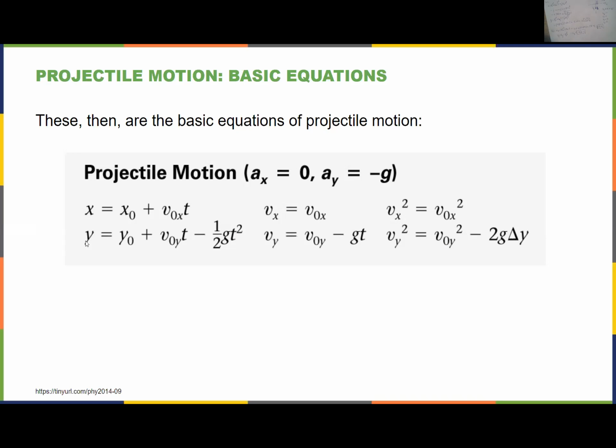Now in the y direction, the equations are y equals y naught plus v0y times t minus 1/2 g t squared. The minus sign means you are picking upward to be positive, so the acceleration is negative. Similarly, it's negative g t in the second equation, and the third one is minus 2g delta y, where delta y is y minus y0. So those are the equations of motion.